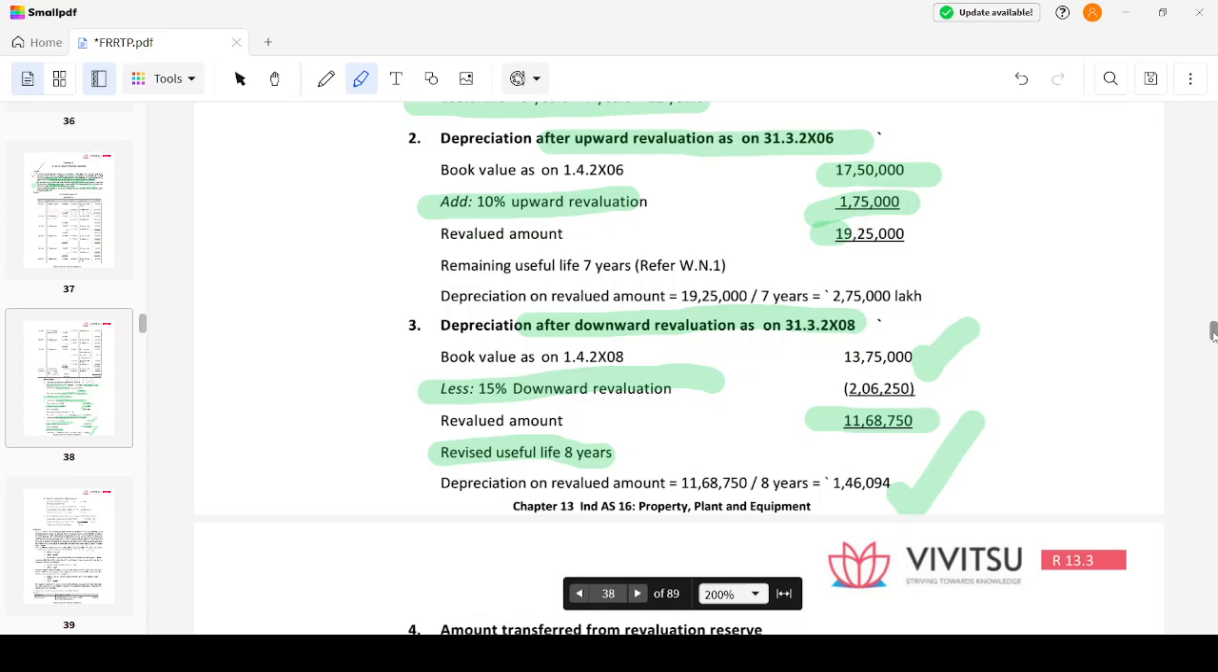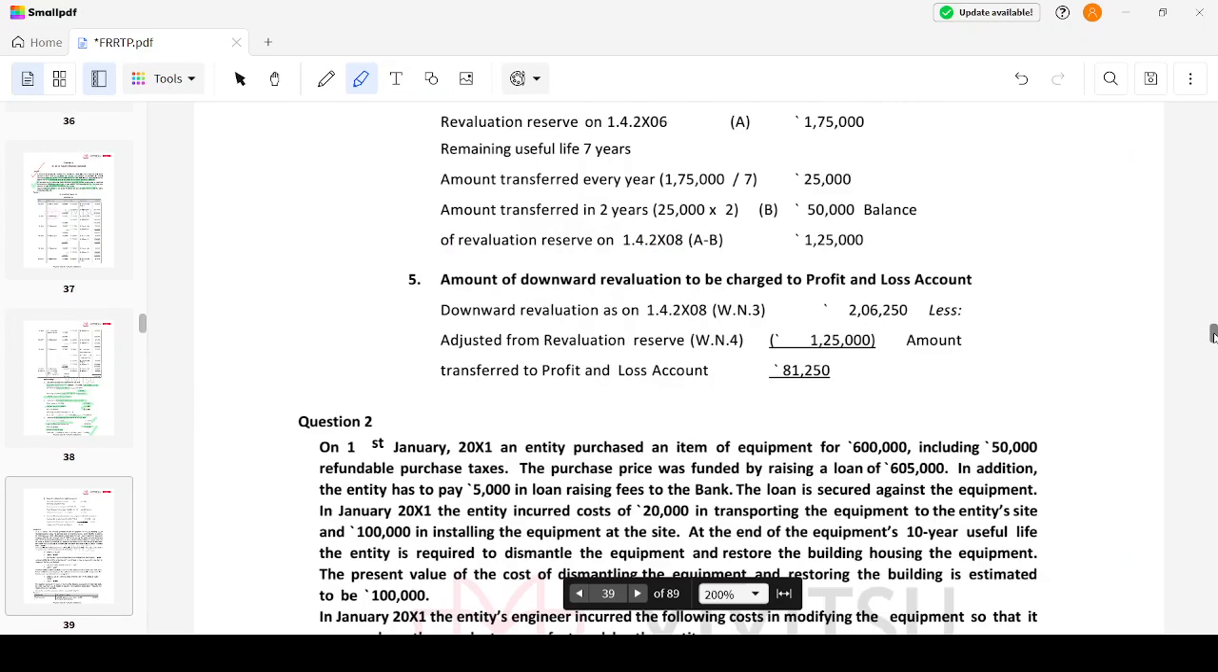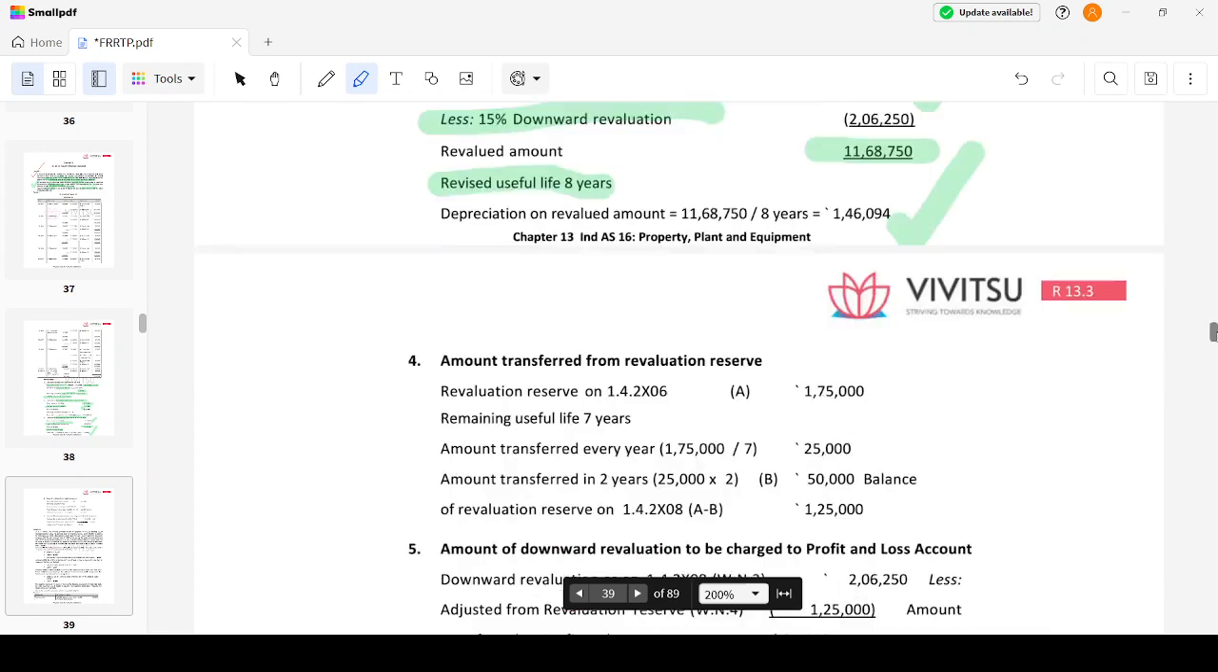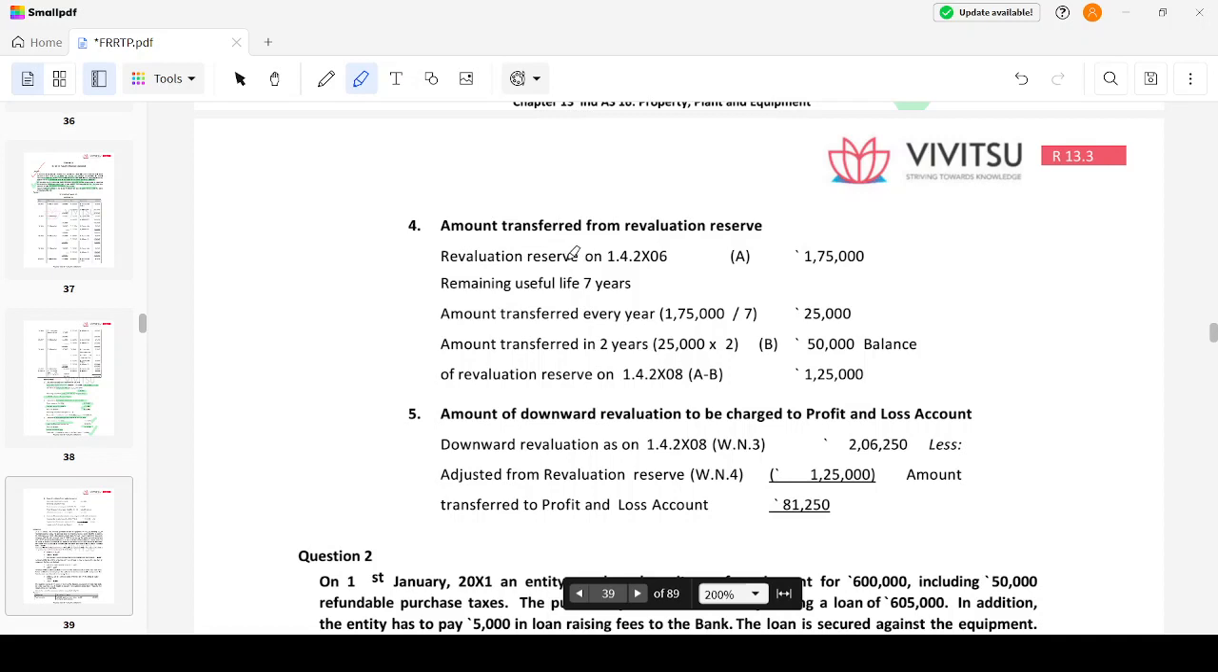Then the amount transferred from the revaluation reserve. Revaluation reserve as on 1/4/20x6 is 1,75,000. Remaining useful life is 7 years. So per year I have to transfer 1,75,000 divided by 7, which is 25,000. Amount that has been transferred would be 50,000, 25,000 into 2. So the balance would be 1,25,000.